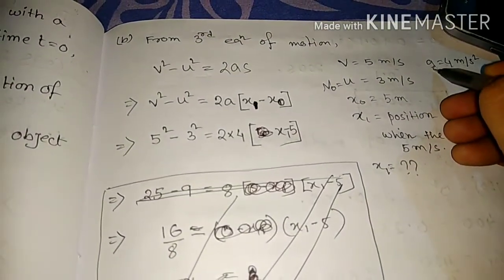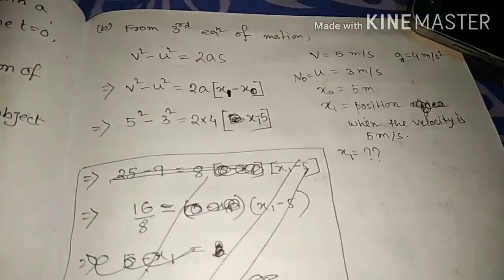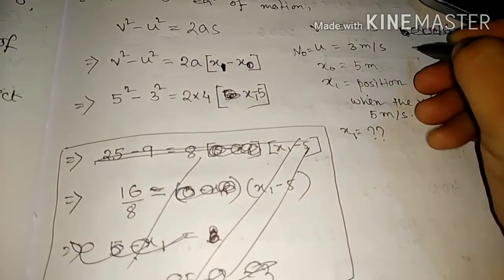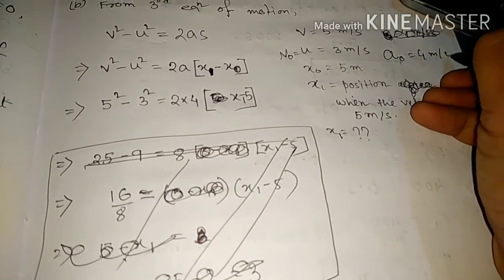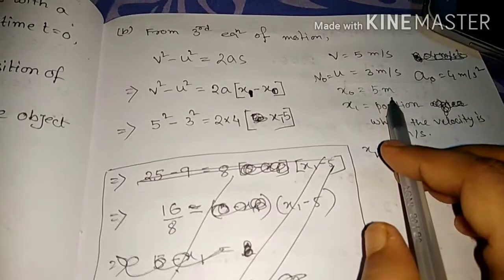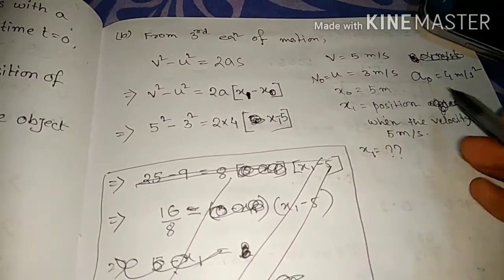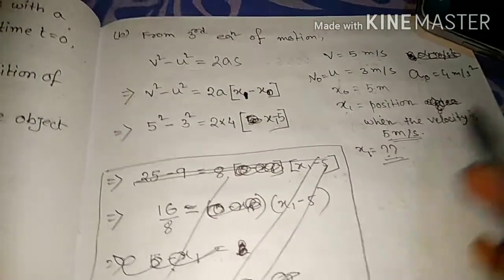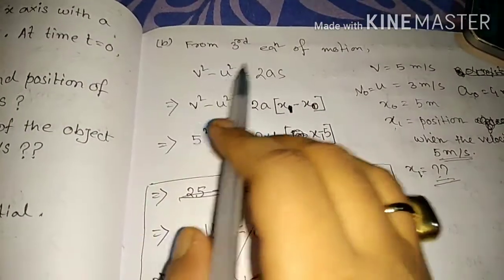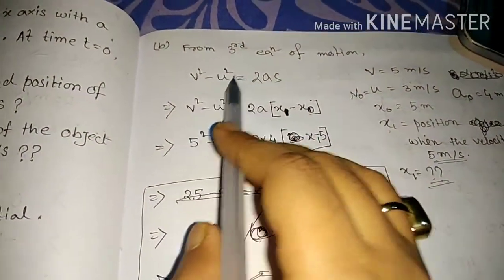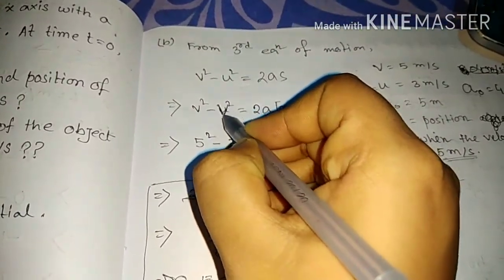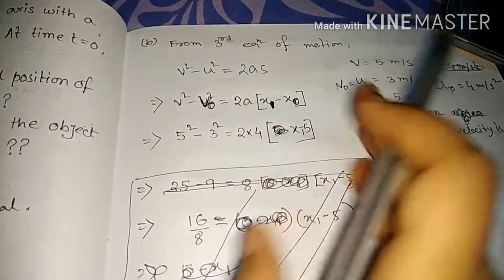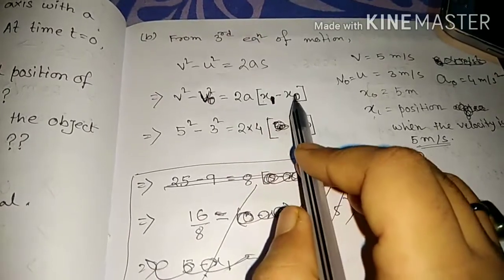a0, because we already mentioned a0, in all cases we mention a0, 4 meter per second square. x0 equals 5 meter, the initial position. What we find out is x1, the position when the velocity is 5 meter per second. So v square minus u square equals 2as. v square minus u square means v0 square. 2a, and s means the difference between the positions, final position x1 minus x0.